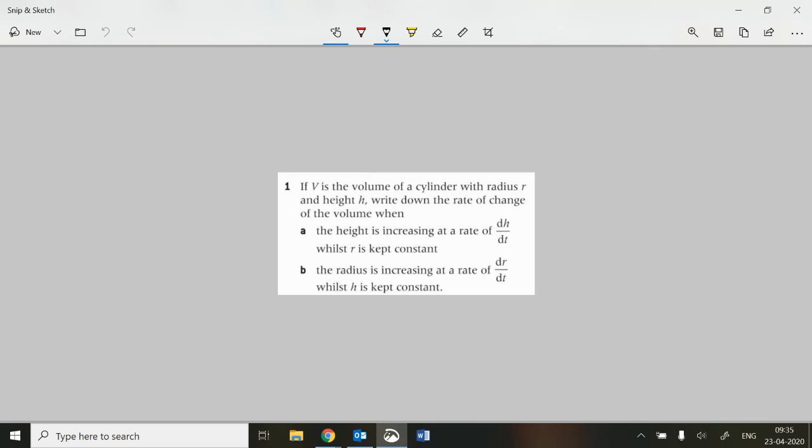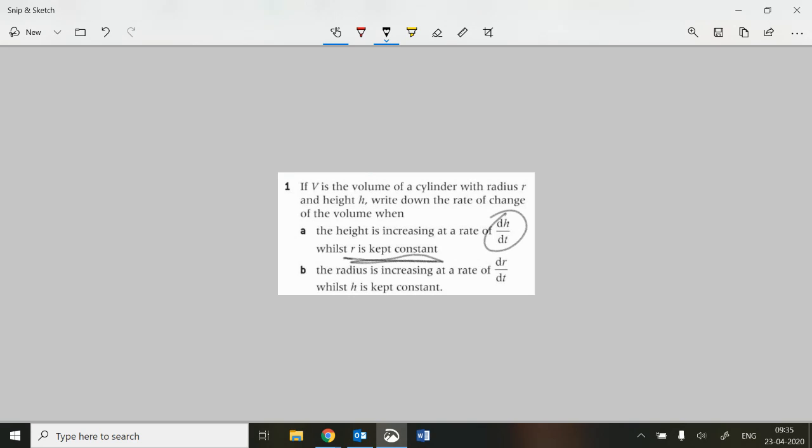Hi guys, this is 10L question 1. It says related rates of change. First question says: if V is the volume of a cylinder with radius r and height h, write down the rate of change of the volume in these two situations. We have when r is kept constant and the height is increasing at this rate, and then vice versa on the next one.